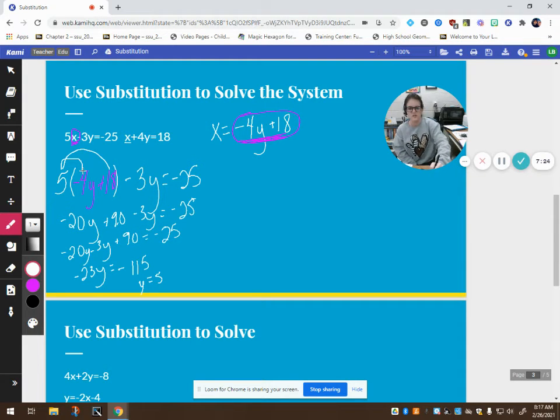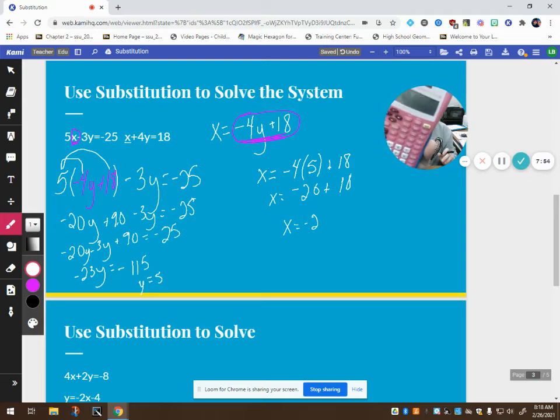So we're almost there. Now we're going to take what y is the same as, substitute it in place of our y, and solve for x. So I've got negative 20 plus 18. x is negative 2. Again, check it, and you don't have to write it all out. Just grab your calculator, type it in. 5 times negative 2 minus 3 times 5 gives me negative 25. I don't know if you can see that, but it worked. I did it correctly. So now let's do the next one.